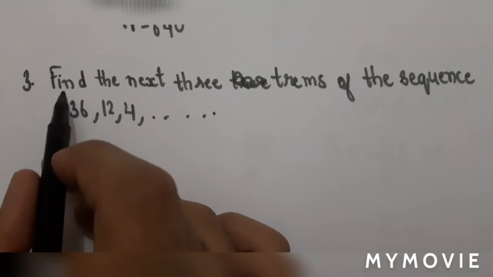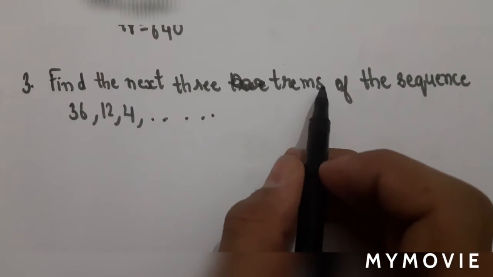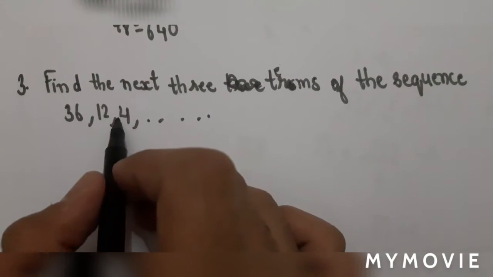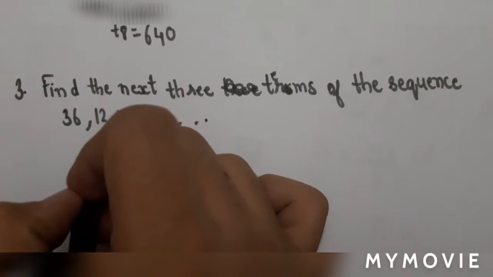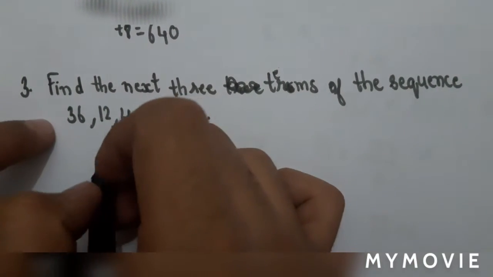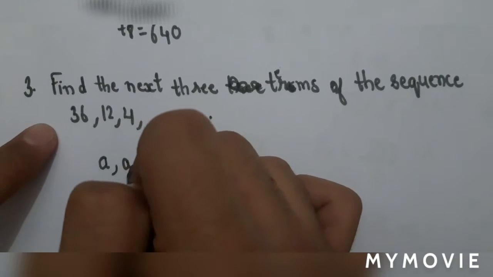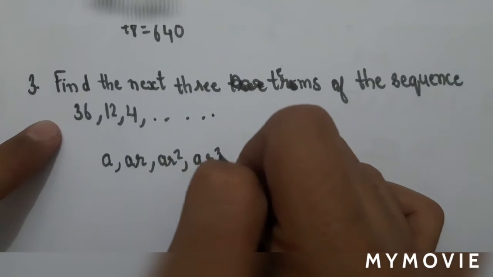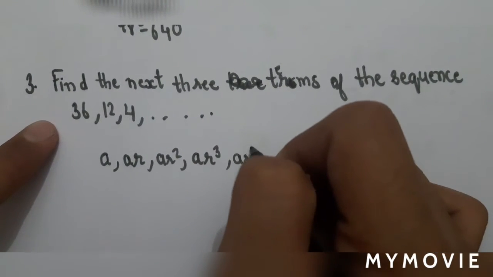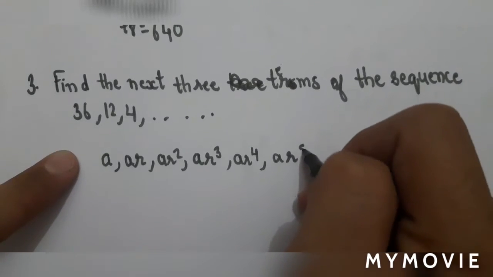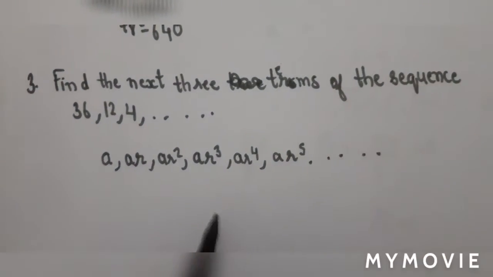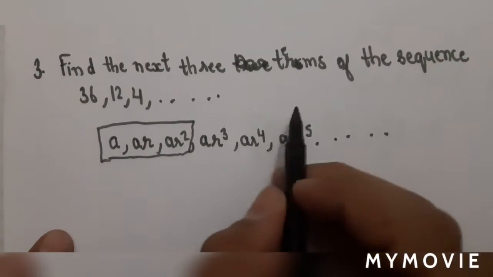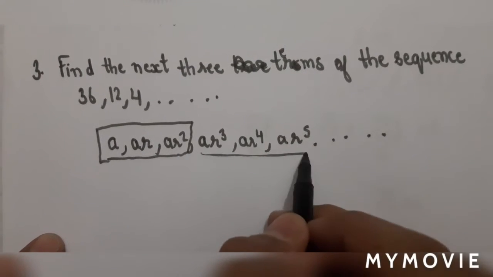So friends, our third question is: find the next 3 terms of the sequence 36, 12, 4. The sequence starts from A. A is this 36, the first term, then AR, then AR square, AR cube, AR to the power of 4, AR to the power of 5, and so on. We know the first 3 terms, and we should find the next 3.